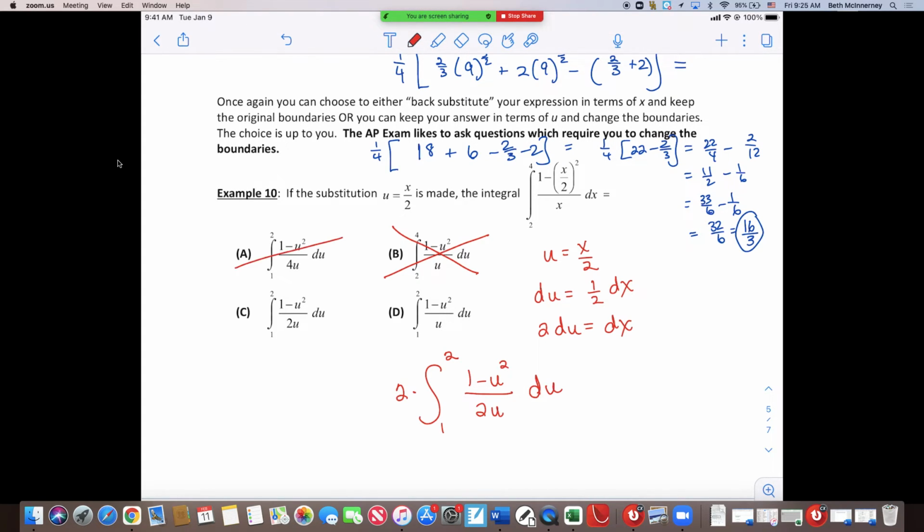I can also eliminate A because there's no 4u. But do you see what error they think you're going to make to have chosen letter C? Forgetting that that's a 2 du. That's what they're banking on. So this should in fact be letter choice D.